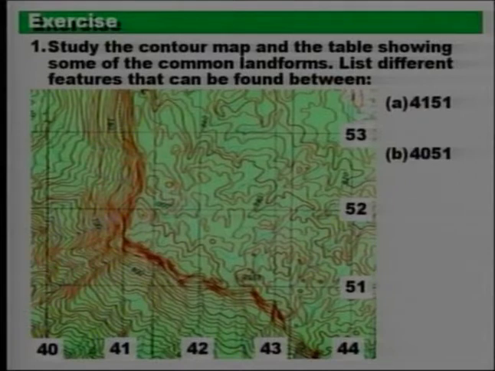Okay, within that map square 4151, see if you can identify some of the landforms from the contour patterns that are shown there. And you do the same for the map square 4051. See if you can identify some of the landforms by looking at the contour patterns that are found within those two areas of reference. It's the map of Sogeri we are making reference to for locating those different landform features.